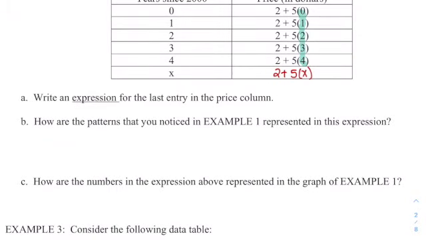Okay, letter A, write an expression. We've done that. Next one, how is the pattern that you noticed in example number 1 represented in this expression? Well, the really important thing is that we say where the points started. We started at year 0, 2000. We started at 2, because you can see 5 times 0 is 0, so it's going to be 2 plus 0. And because that is the case, we are going to say that the price is increasing by 5, but starting at 2. So I'm going to write that down for you.